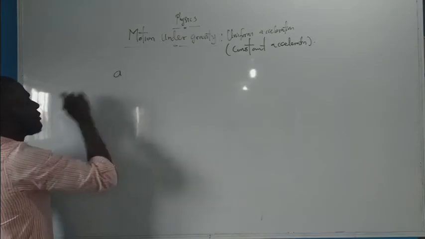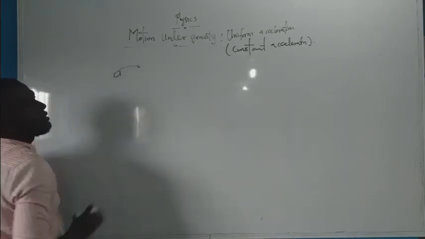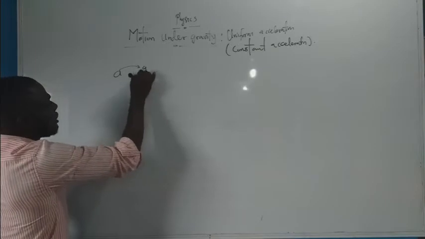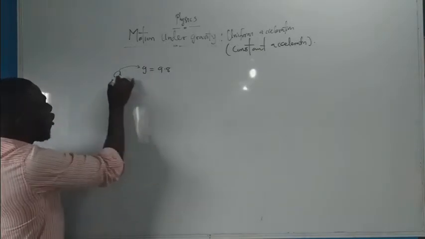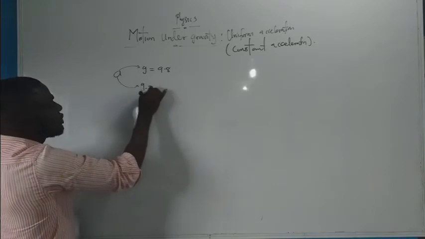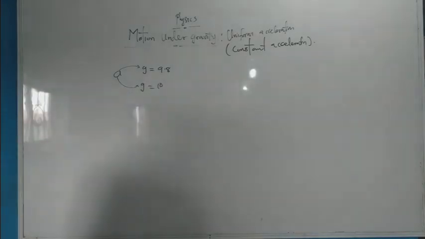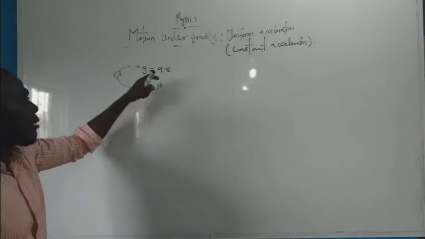So, what's A? A under this will be G, which is equal to 9.8, or we have G equal to 10. G equals 9.8, approximately 10.